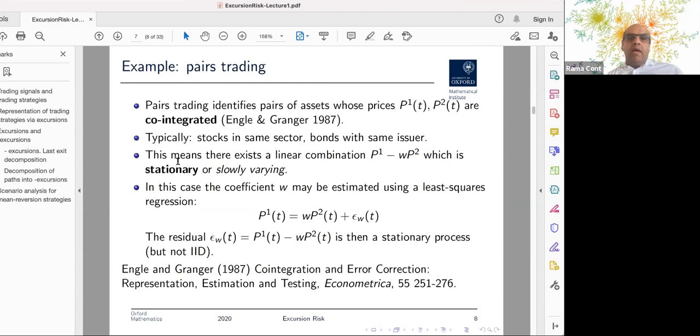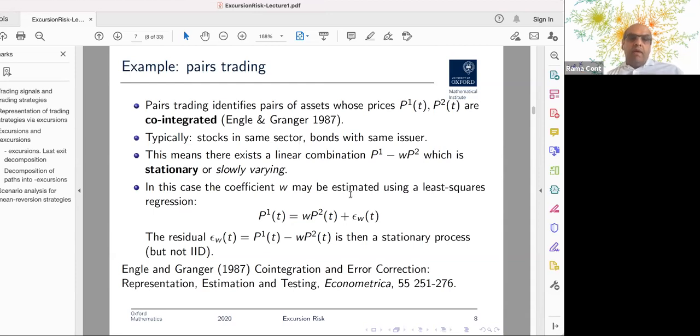Okay, so now what this means is that there exists a linear combination, P1 minus W P2, with the coefficient W here, which needs to be estimated, which is either stationary if we strictly follow the definition, or in practice slowly varying, which means that it may not be stationary, but its distribution will change slowly over time. So over short time, like 1 day or 1 week, you can assume it's stationary over short times, and you have a good approximation there.